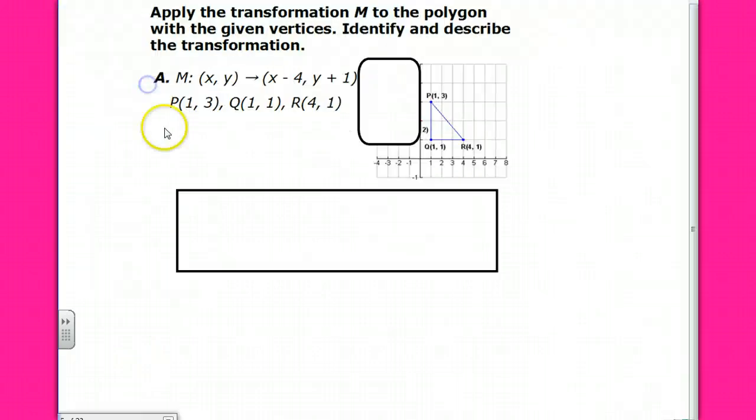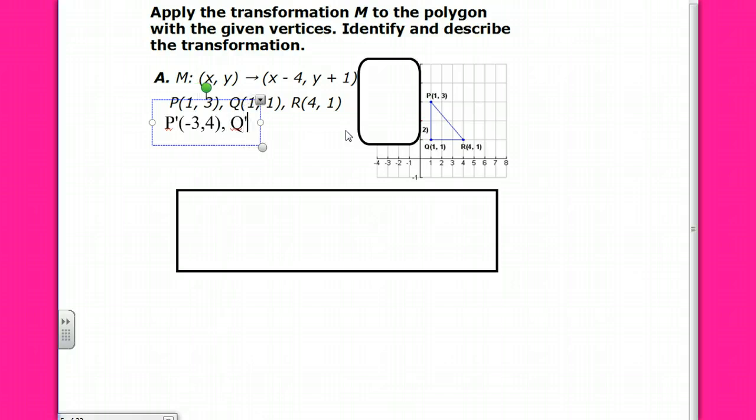Okay, so we could say that P prime, let's see, the original P is at 1, 3. So x value of 1 now becomes 1 minus 4, which is negative 3, right? And the y value of 3 becomes 3 plus 1, which is 4. Okay, so there's our P prime.